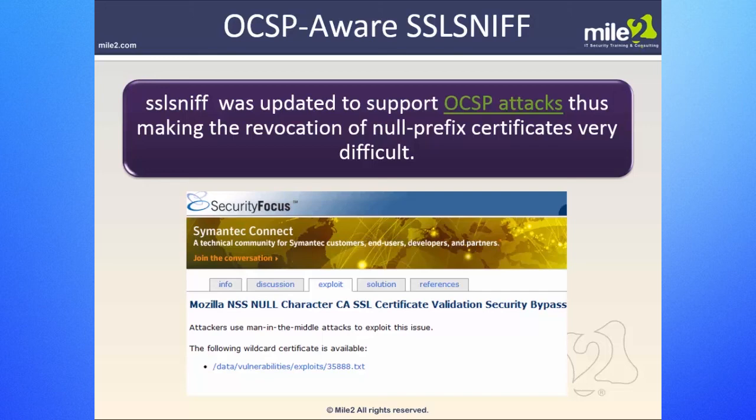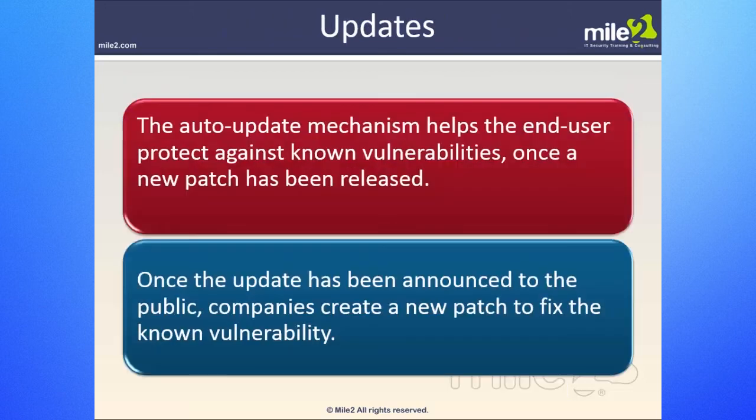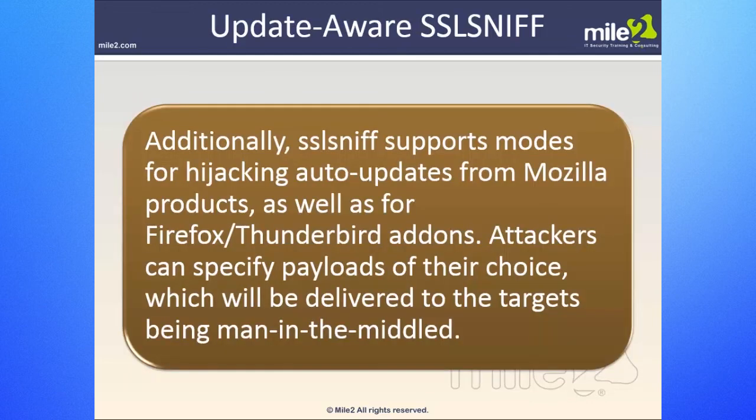Mozilla and the null character CA SSL certificate validation security bypass, where attackers use man-in-the-middle attacks to exploit the issue. There it is. How about that? Of course, software is going to have an auto-update mechanism, which helps the end user protect against known vulnerabilities once a new patch has been released. So once the update has been announced to the public, companies create a new patch to fix, in this case, the known vulnerability. Okay, all right, so update-aware SSLsniff.